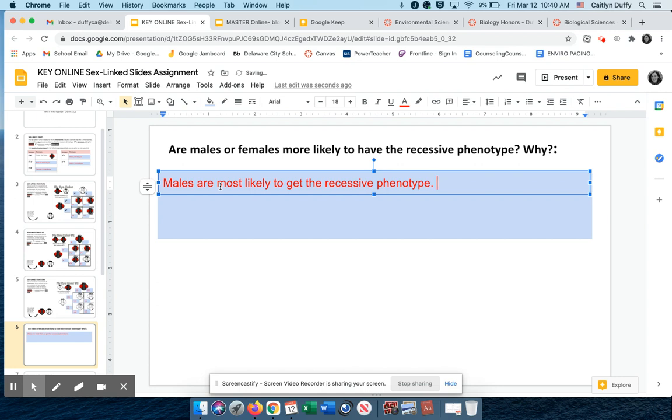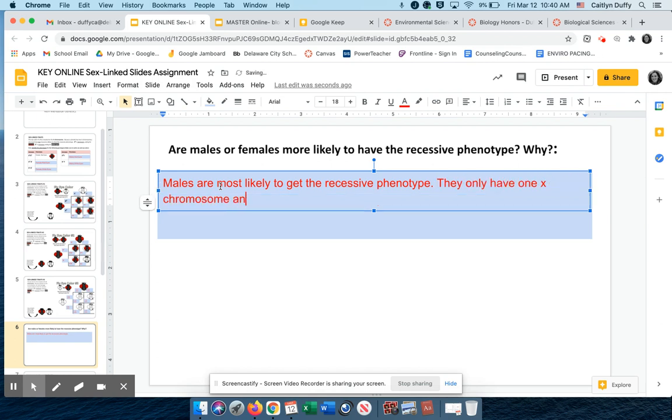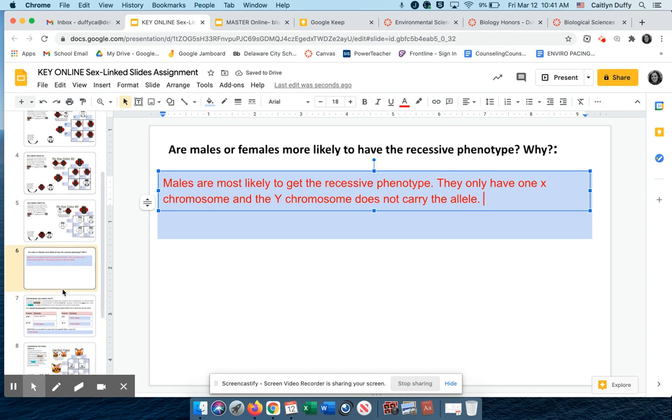And that is because the gene for this is carried on the X chromosome and they only have one X chromosome. So they don't have it on the Y. So they don't have the option of being heterozygous. They only are with it or without it. They're not a carrier. Okay. They only have one X chromosome and the Y chromosome does not carry the allele. Okay. All right. So that's sex-linked.